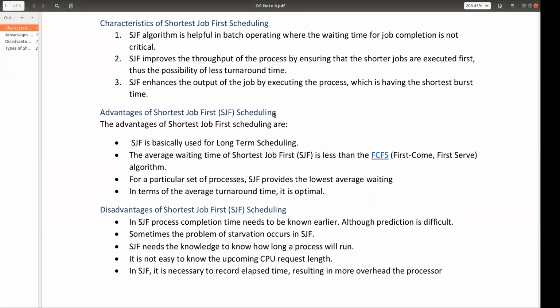Now this is something you will say, sir, it is contradictory, because at some time I have told you that SJF is applicable for batch operating system where the waiting time for a job completion is not critical. I have told you, yes, I have told you that. Again, in the advantage I am telling you that for a particular set of processes, SJF provides the lowest average waiting. Now the terms are minutely different, it is not contradictory, the terms are different.